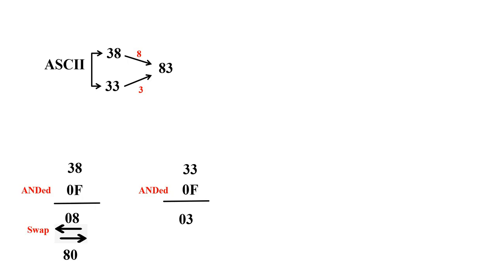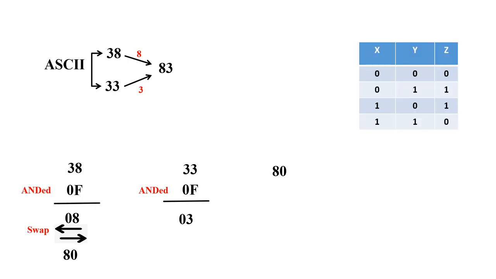Next, we want 83. We have 80 and we have 03. We need to add these two. In order to add these two, they can be ORed. 80 can be ORed with 03 to get 83. It is similar to addition.